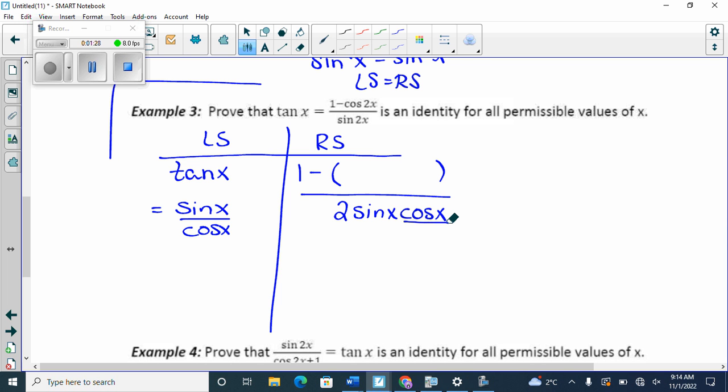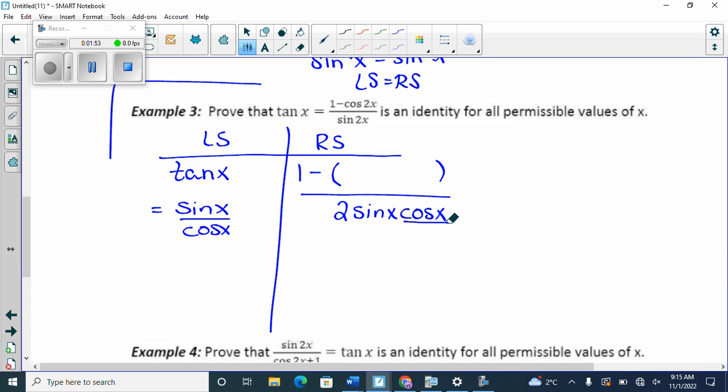Okay? Then I have 2 other options. I have the 2 cos squared theta minus 1, and the 1 minus 2 sine squared. If I put the 2 cos squared x minus 1 in there, I'm going to negate the negative 1, and it's going to become a plus 1. And then I'm going to have 1 plus 1, which is 2. Is that any better? No. So I see that I might want to try this one, the 1 minus 2 sine squared x.